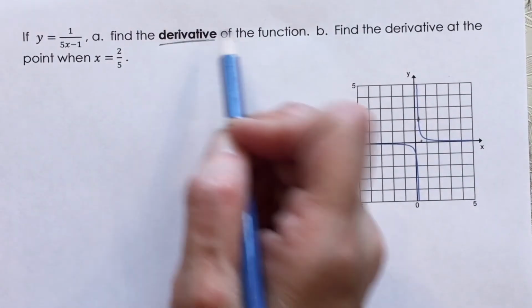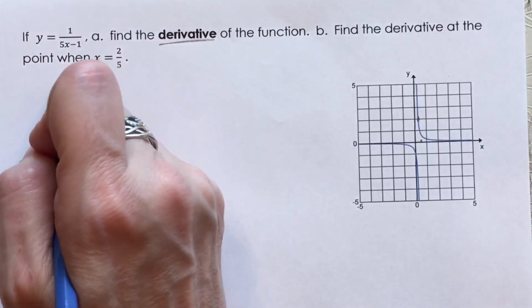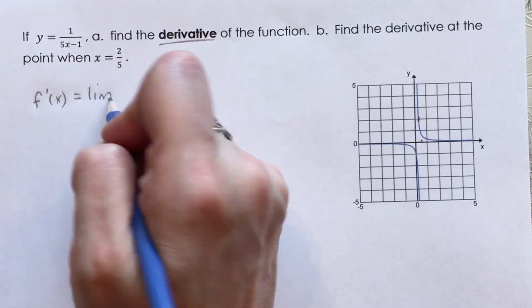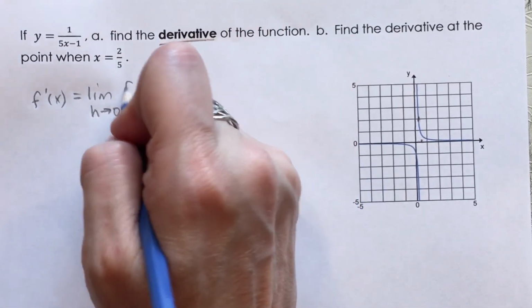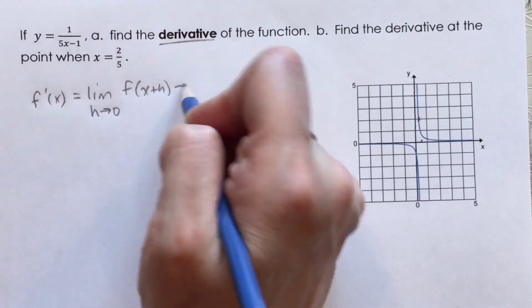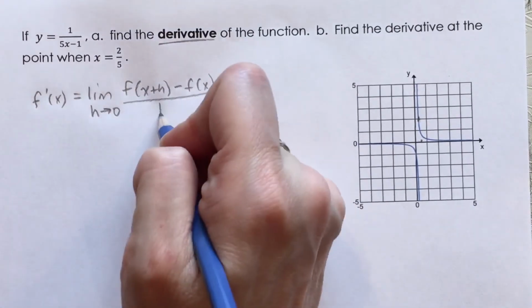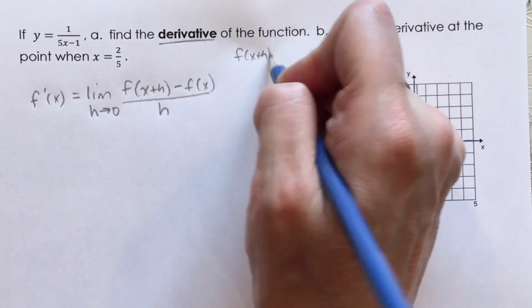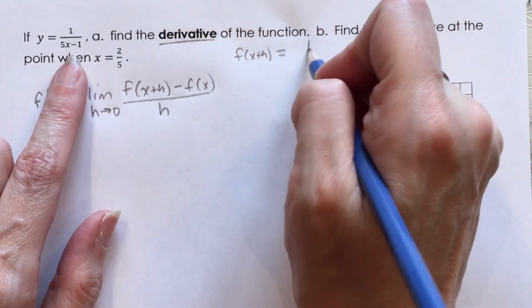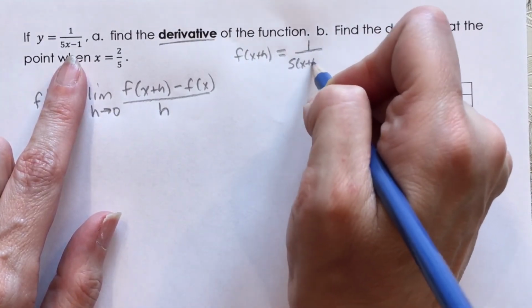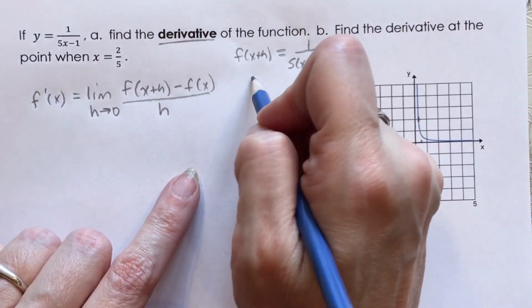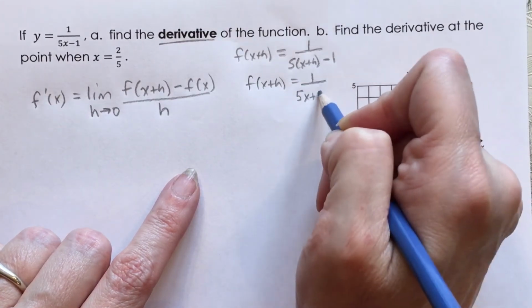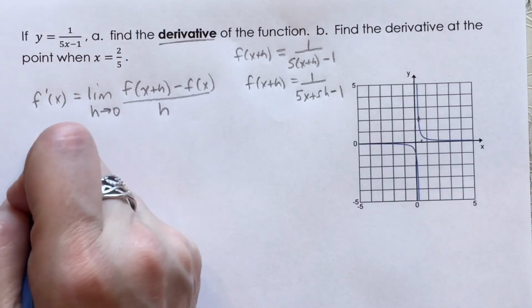So first we want to find the derivative though, so we need our derivative formula. So our derivative formula is that f prime at x is equal to the limit as h approaches 0 of f at x plus h minus f at x over h. So then I want to know what is f at x plus h. So I'll find that out off to the side here by replacing x with x plus h. So f at x plus h is going to turn out to be 1 over 5x plus 5h minus 1. So now we can substitute.